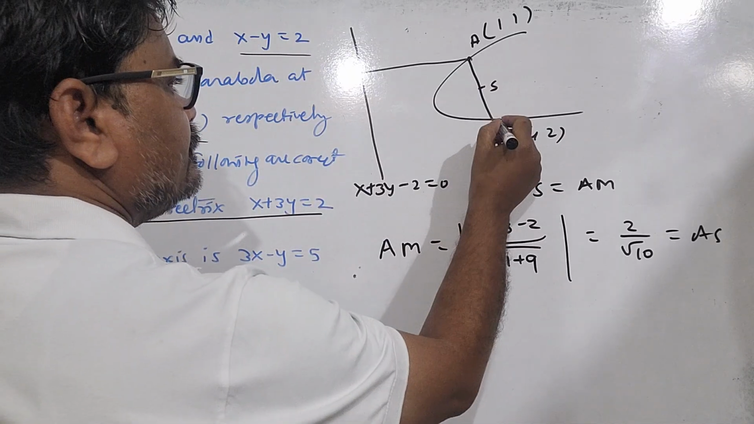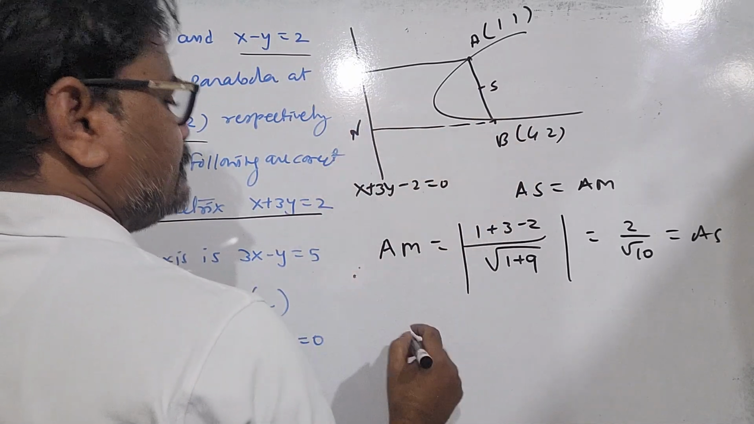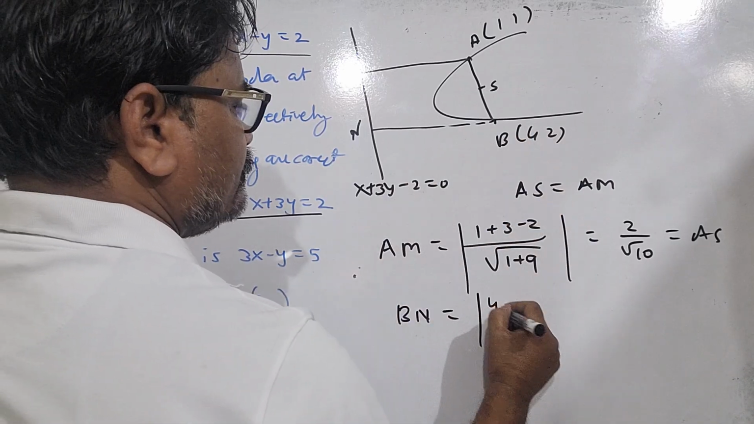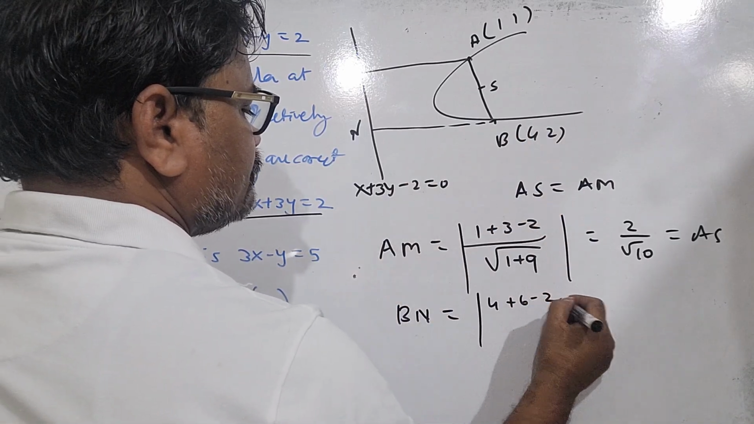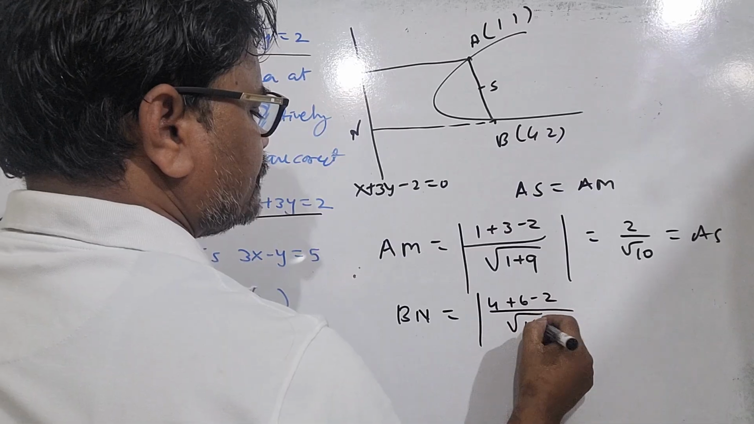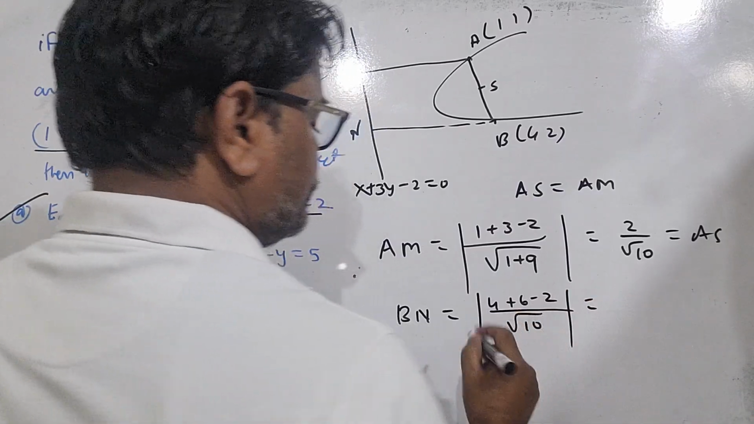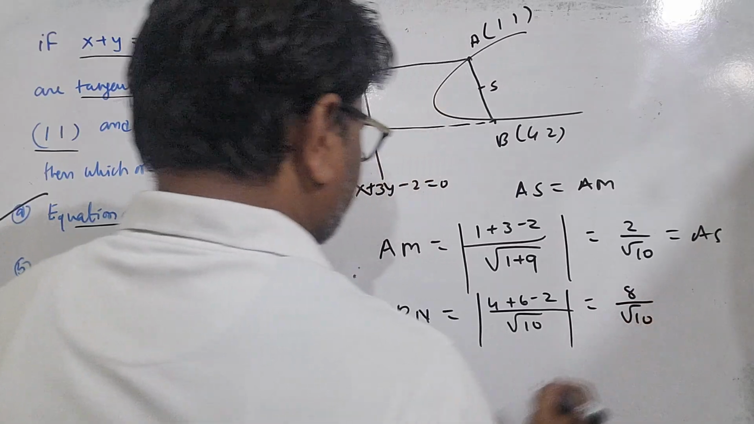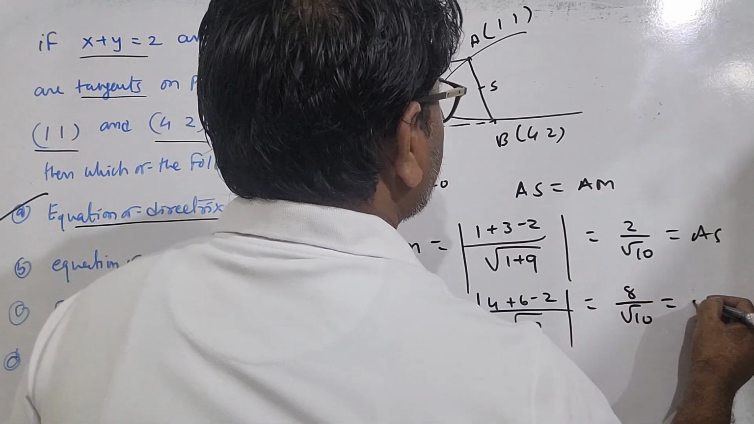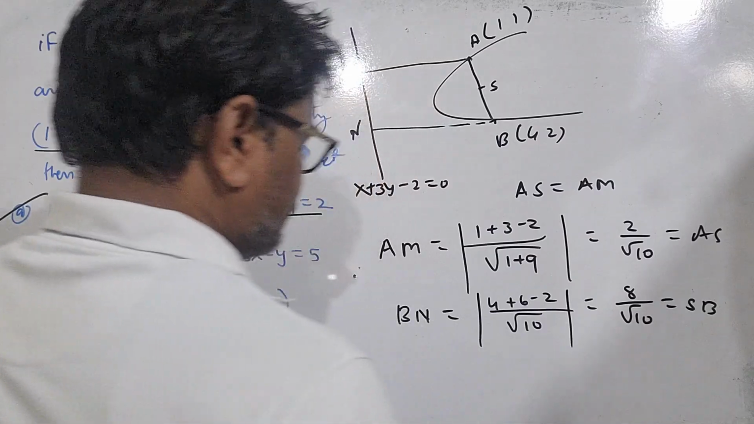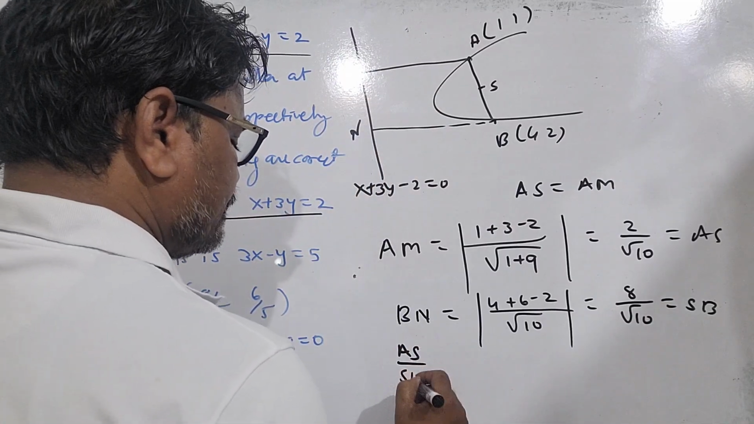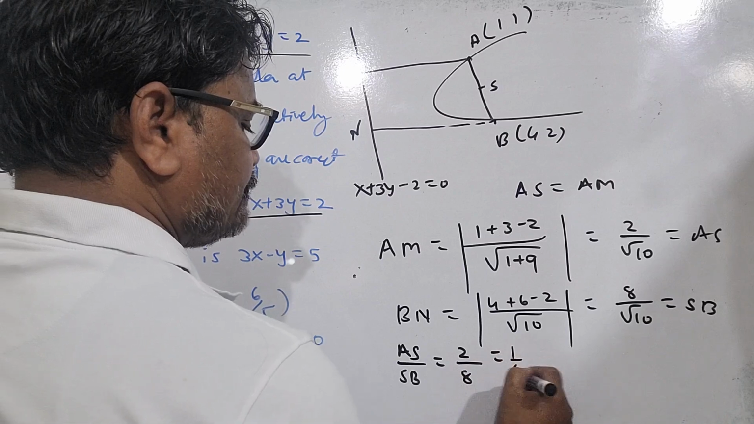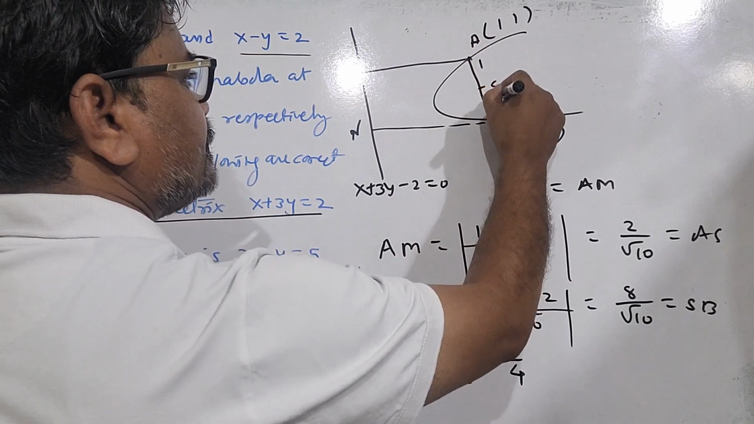Now similarly, I can find BN. So BN equals (4 plus 6 minus 2) divided by root 10, that is equal to 8 by root 10. So therefore this is equal to SB. So I can find the ratio AS upon SB. The ratio AS upon SB is 2 by 8, that is 1:4. So this ratio is 1:4.